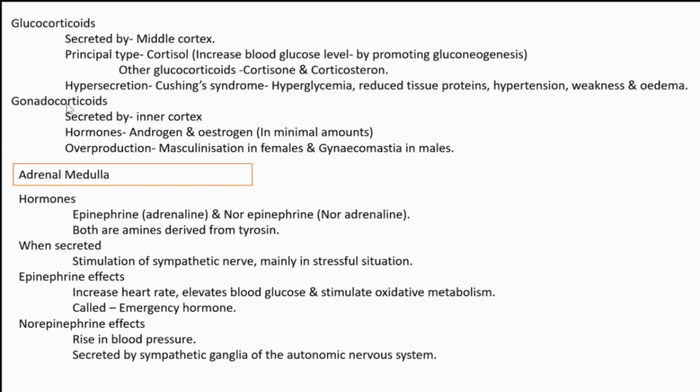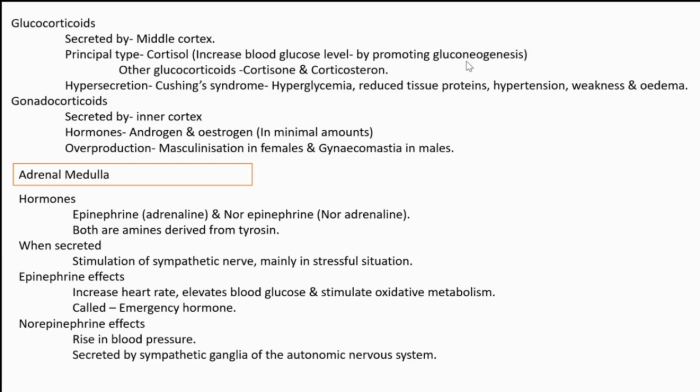Next slide. Then glucocorticoids. They are secreted by the middle cortex, zona fasciculata. The main type of glucocorticoid is called cortisol. What is its role? It increases the blood glucose level. How does it increase the glucose level? By promoting gluconeogenesis.